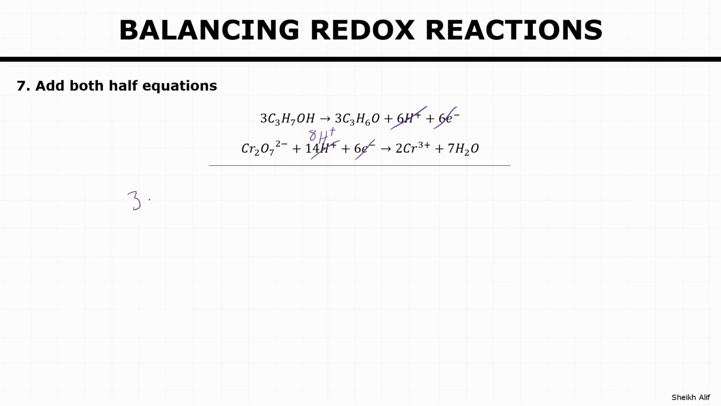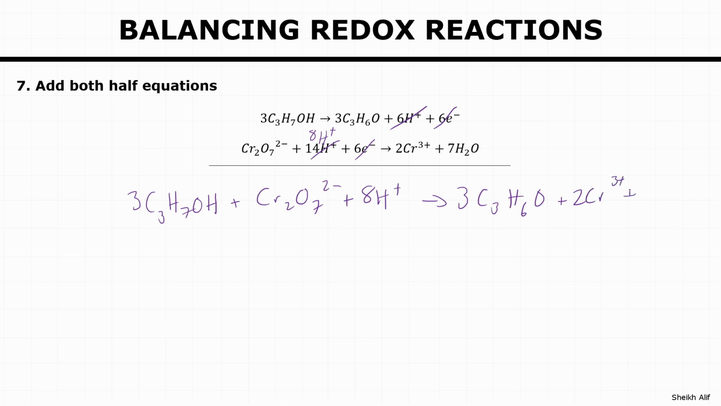So let's write out the final reaction. 3 C3H7OH plus Cr2O7 2- plus 8 H+ produces 3 C3H6O plus 2 Cr3+ and 7 H2O. Almost ran out of space. But yeah, this is it.